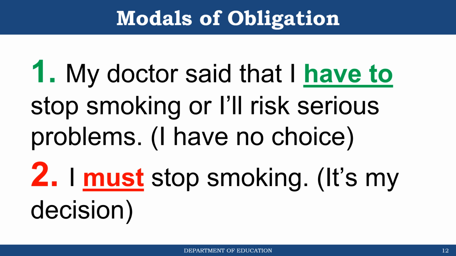Let's learn more on modals of obligation by taking a look at these two sentences. Number 1. My doctor said that I have to stop smoking or I'll risk serious problems. Number 2. I must stop smoking. In sentence 1, since the obligation came from someone else, we have to use the modal have to. On the other hand, in sentence 2, since the obligation came from the speaker himself, we have used the modal must.